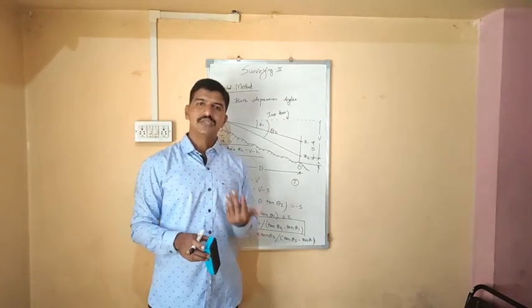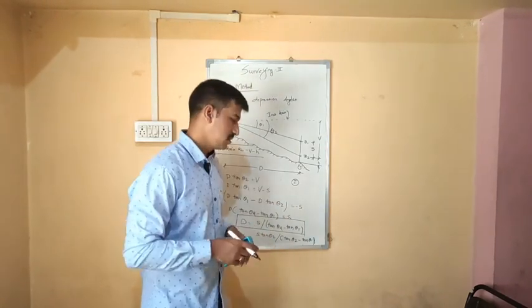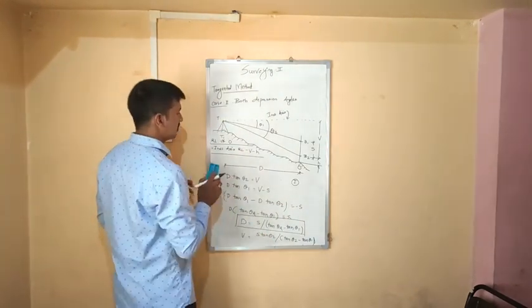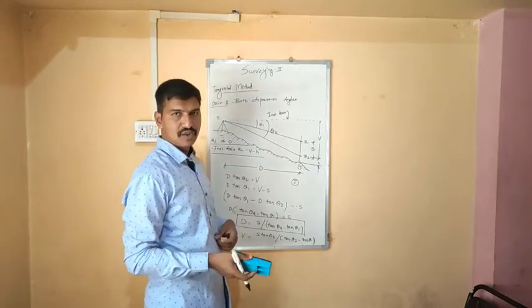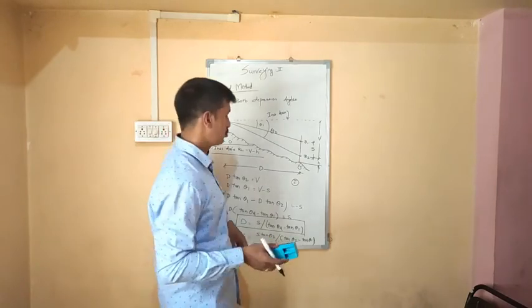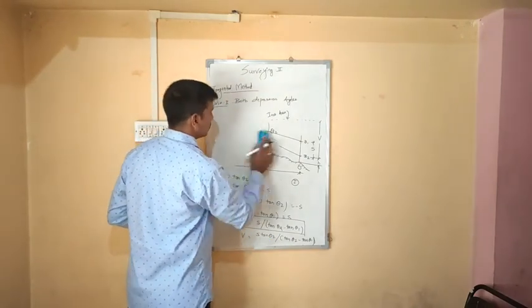Okay, so we will see case number 3. Case number 3 is nothing but the combination of depression angle as well as elevation angle.